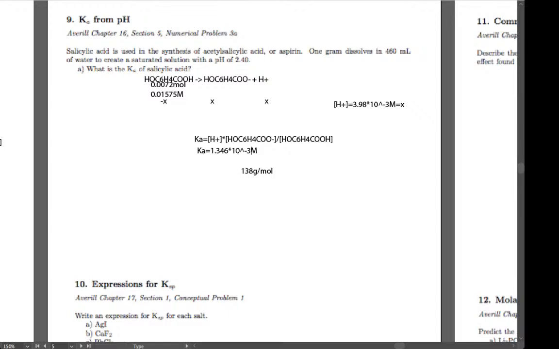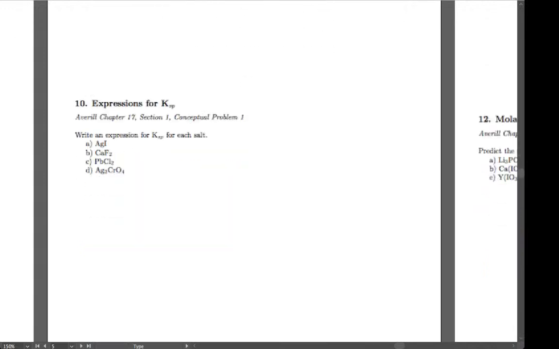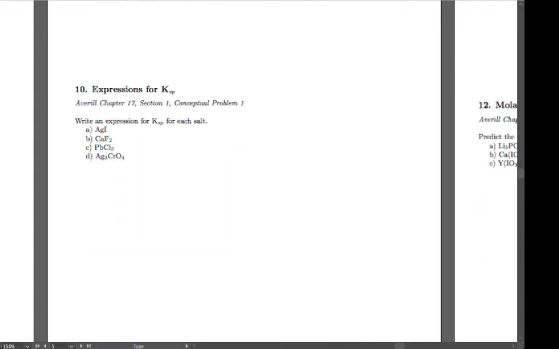Let's see here, 30 minutes in. Okay, we are good so far. Okay, write an expression for each salt. Expression for KSP for each salt. So basically, what is KSP? It is basically the dissociation of salts. That's what I normally say, it is always about dissociation for me. But according to my notes, that's the solubility.